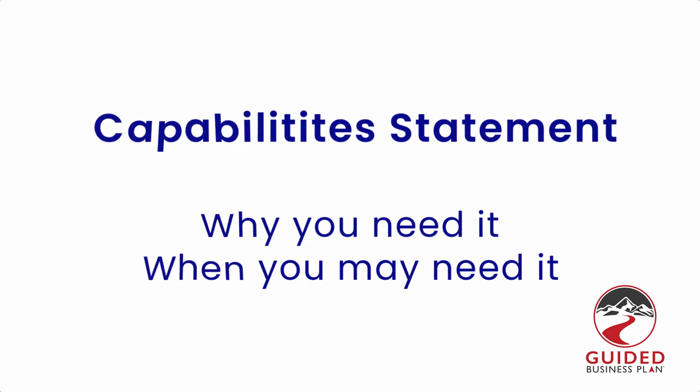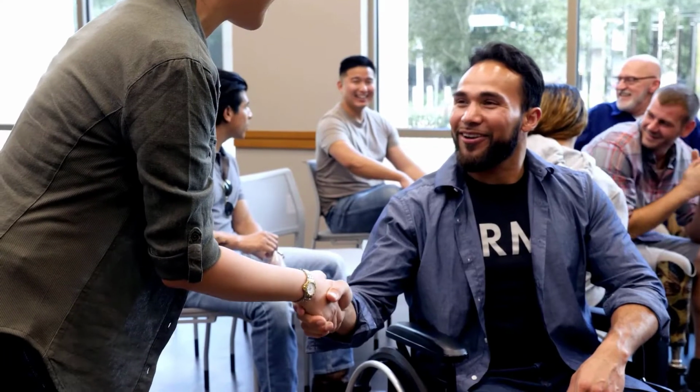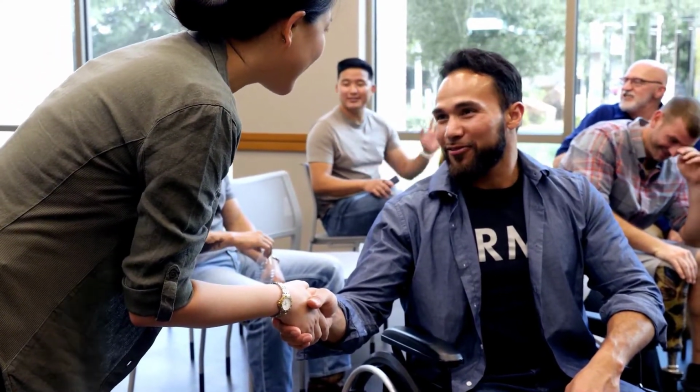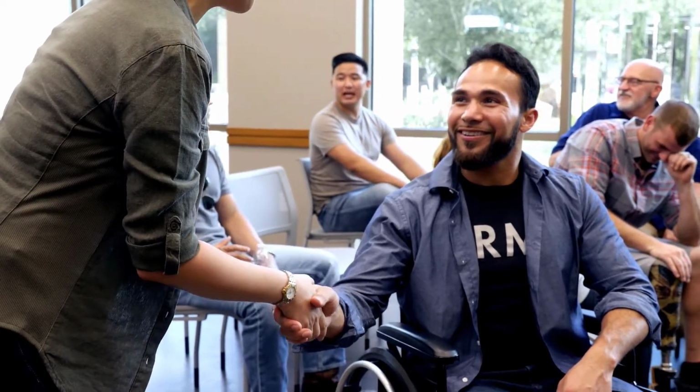Let's start at the top. You may be asked for a capability statement when you meet with a potential buyer or a potential business outreach professional. A business outreach professional is someone who is employed by a corporation or a government agency whose goal is to go out and meet different vendors who can provide value to their projects.